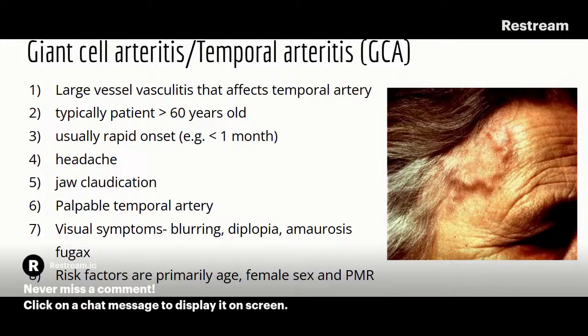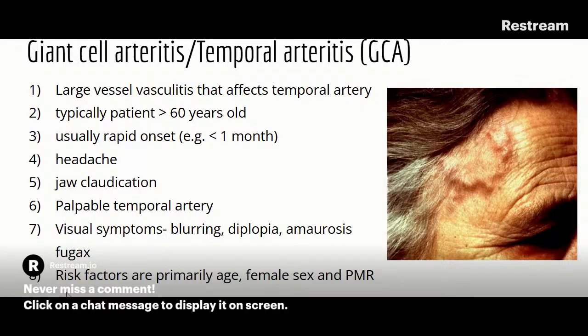GCA is a large vessel vasculitis that affects the temporal artery. It almost exclusively happens in someone 60 or older. They have a rapid onset, coming on in less than a month. Headache, jaw claudication, palpable temporal artery. They start developing visual symptoms: blurring, diplopia, amaurosis fugax. So GCA and temporal arteritis are going to be used interchangeably here.